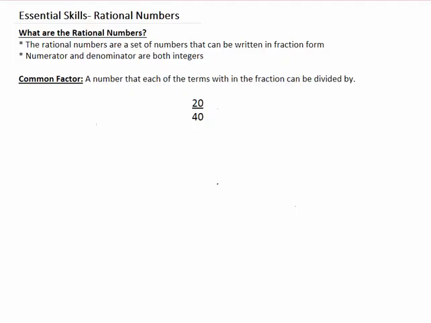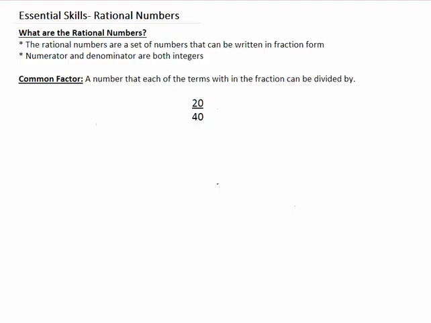In this video, I will be showing you how to work with rational numbers. So a rational number is a set of numbers that can be written in fraction form. You may know rational numbers as fractions. A rational number has a numerator and a denominator, and both have to be integers.